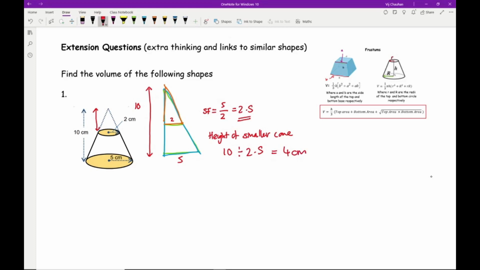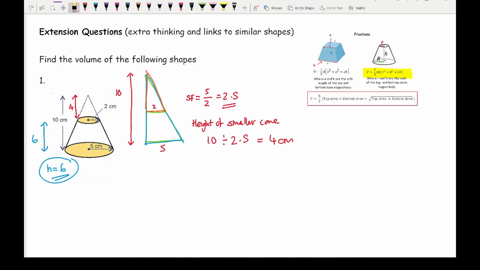So that means that the height of that top cone is going to be 4, and if the total height was 10, then the height of the frustrum is therefore going to be 6. So from this I know now that h equals 6. Now once I've got h equals 6, it's just a case of picking which formula to choose. So either I can use this formula here, or I can use this formula here.